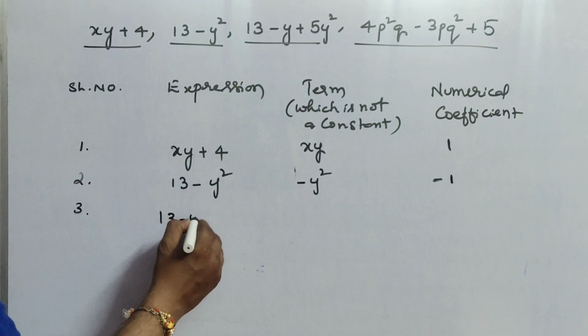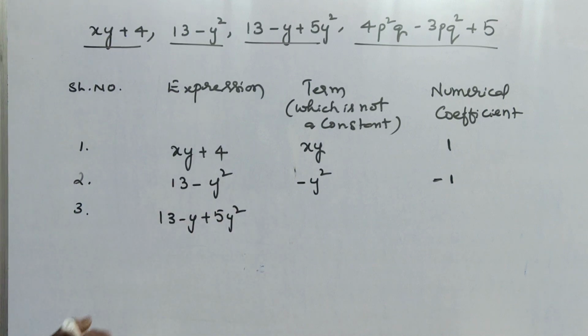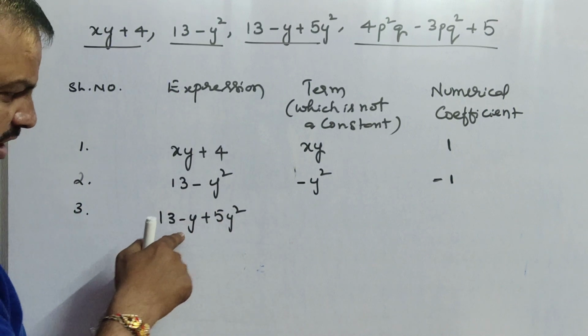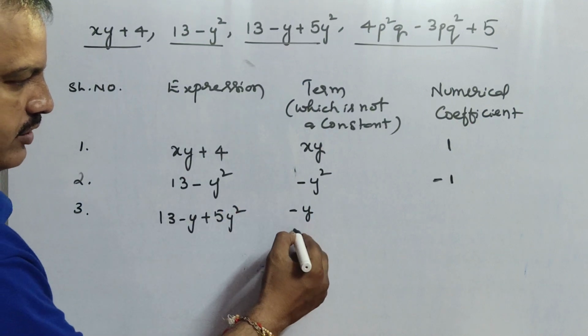Coming to the next, that is the third question. 13 minus y plus 5y square. So if you clearly observe here, leave the 13. So what is left now? Minus y. And next 5y square. So write down here.